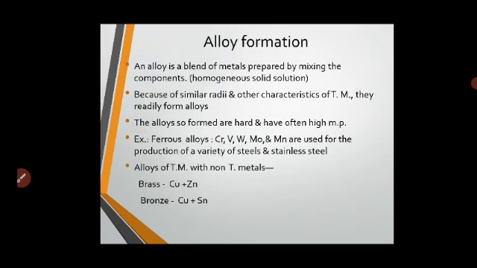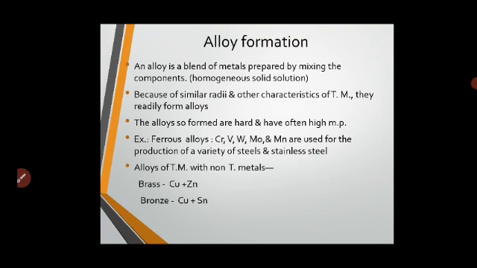Then one more property, that is alloy formation. Alloy means what? The combination of two or more metals, that is a homogeneous solid solution. This we have already learned in the solution topic. Okay, and how are these alloys prepared? By mixing two or more metals in molten form, right? Then how can this be formed? Because of similar radii or other characteristics of transition metals, they readily form alloys.